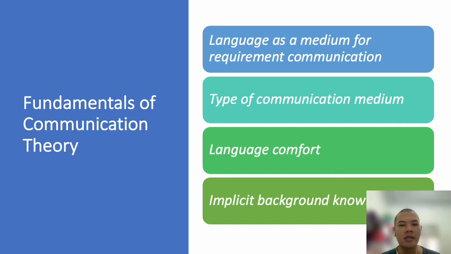The second is the type of communication medium. Another important factor is the type of communication medium. In verbal communication, the success of the communication relies heavily on redundancy, for example language, gesture, intonation, and also feedback. In written technical communication, for example, information is transmitted with minimum redundancy and feedback.